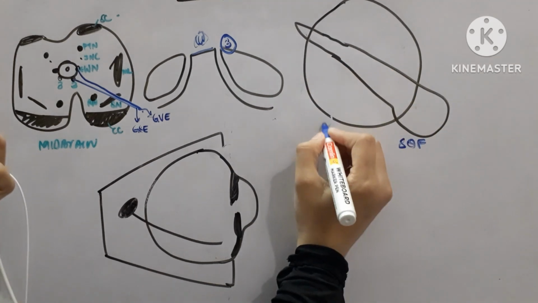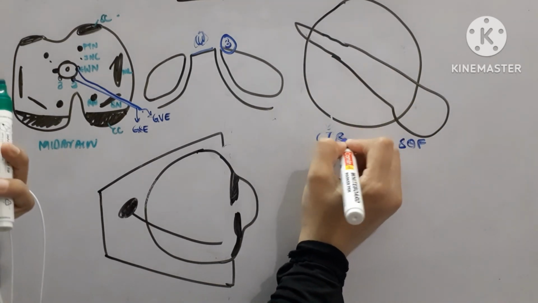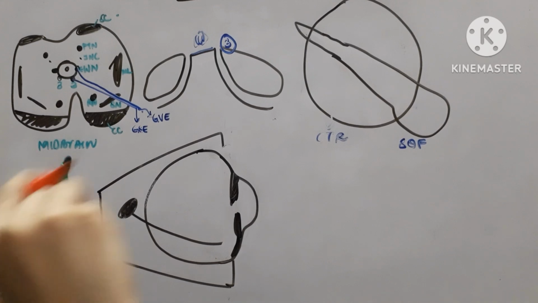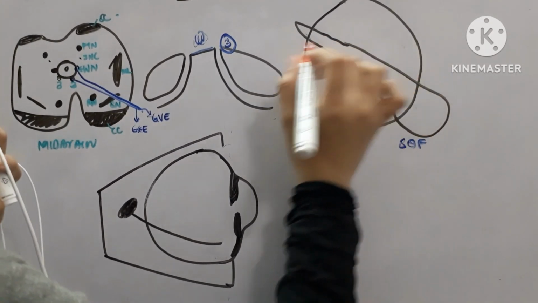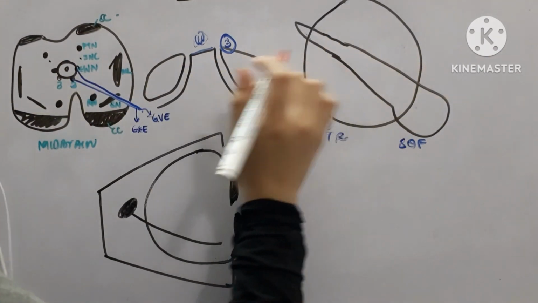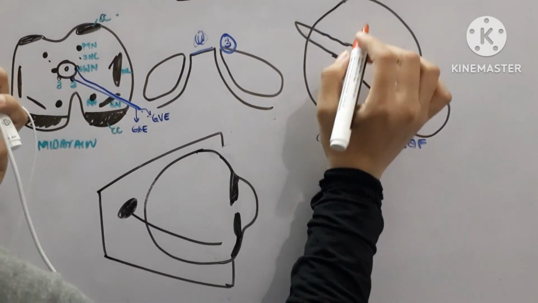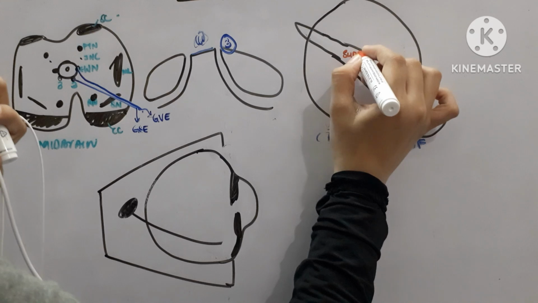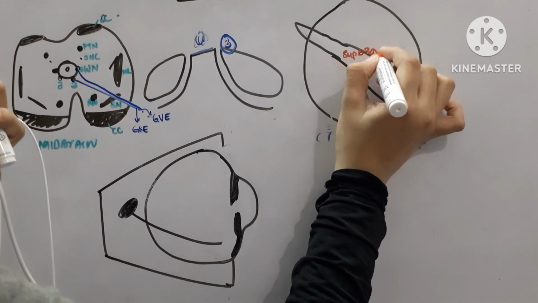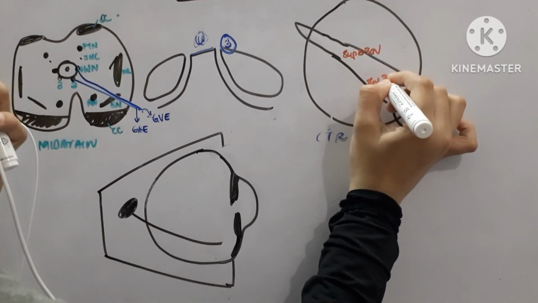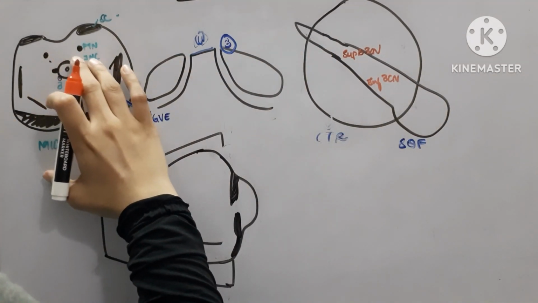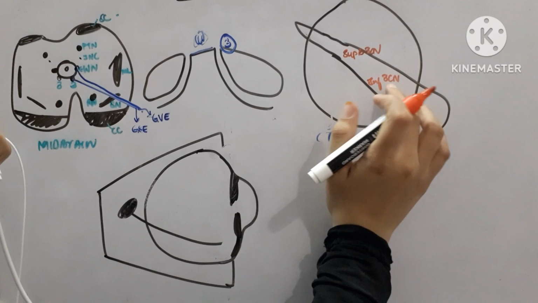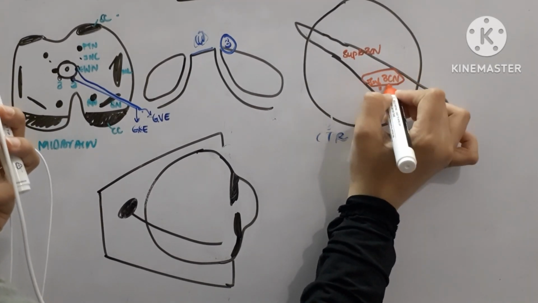Okay, this is the common tendinous ring. After entering the orbit, the third cranial nerve gives rise to the superior branch of the third cranial nerve and the inferior branch of the third cranial nerve, and the Edinger-Westphal nucleus fibers usually travel along with the inferior branch of the third cranial nerve.